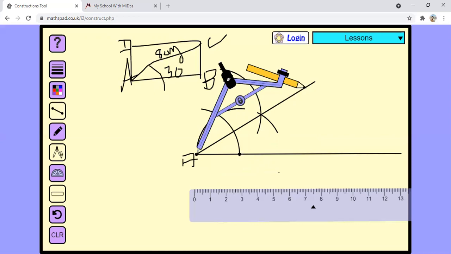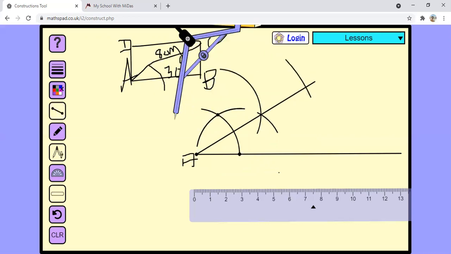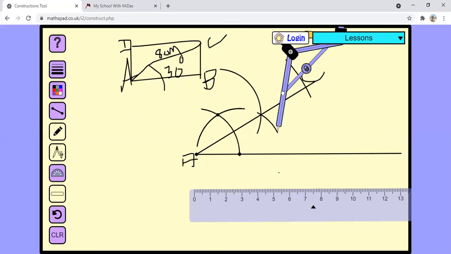Okay, cut this arc like this, and wherever they cut, that point is C. This point is C. Now here is the main point, okay.